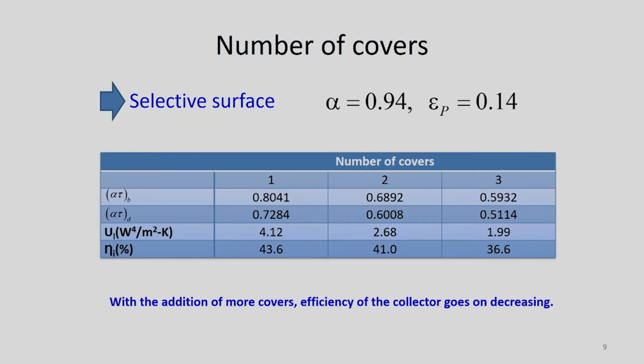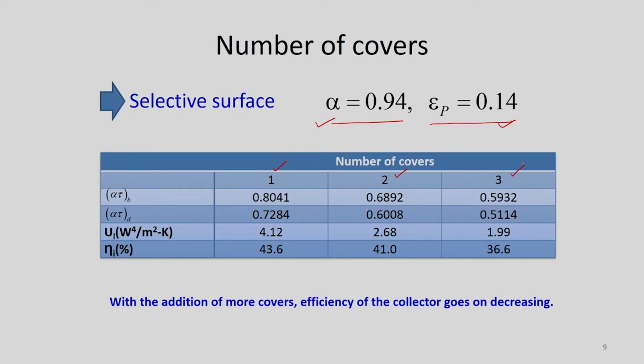Now let us consider the case where we increase the number of glass covers on top of the absorber plate when we apply selective coating. For example, the characteristics of the selective coating are something like absorptivity 0.94 and emissivity 0.14. And we have considered three cases: one for a single cover system, one for a two cover system and one for a three cover system.